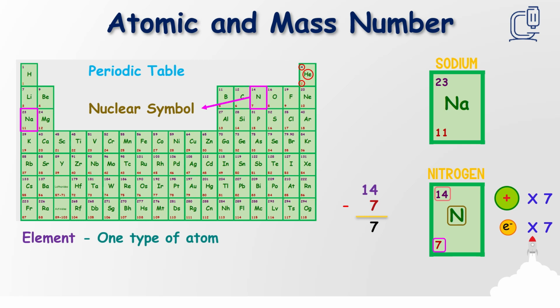Let's look at sodium. Here the total number of neutrons does not match the total number of protons. Sodium has an atomic number of 11, meaning it has 11 protons. Sodium has a mass number of 23, and to find out the number of neutrons in sodium, we would have to do 23 minus 11, which gives us 12 neutrons, even though it has 11 protons.